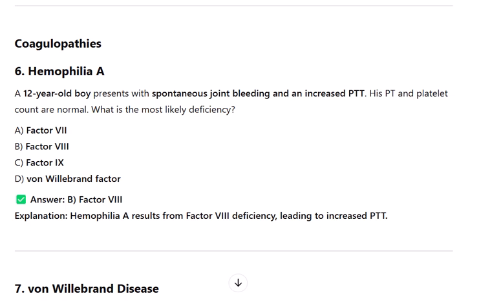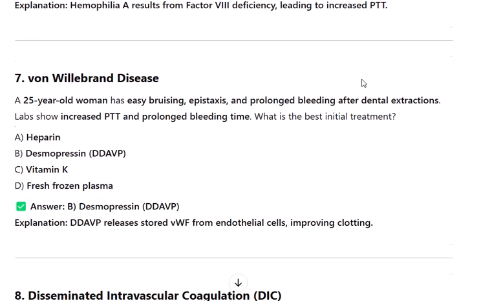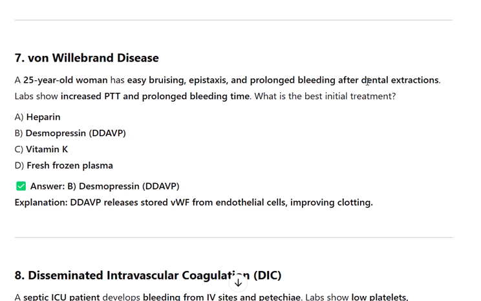7. Von Willebrand disease. A 25-year-old woman has easy bruising, epistaxis, and prolonged bleeding after dental extractions. Labs show increased PTT and prolonged bleeding time. What is the best initial treatment? A. Heparin. B. Desmopressin, DDAVP. C. Vitamin K. D. Fresh frozen plasma. Answer B. Desmopressin, DDAVP. Explanation: DDAVP releases stored VWF from endothelial cells, improving clotting.